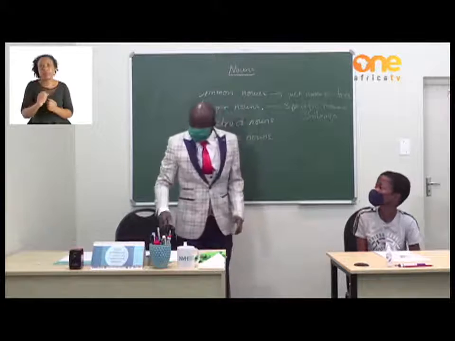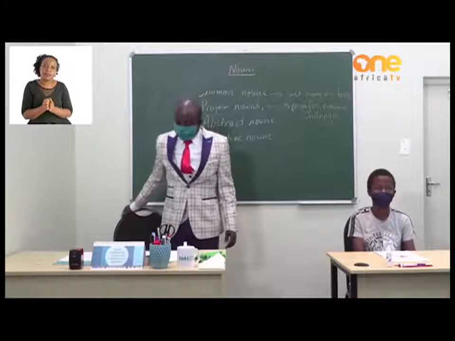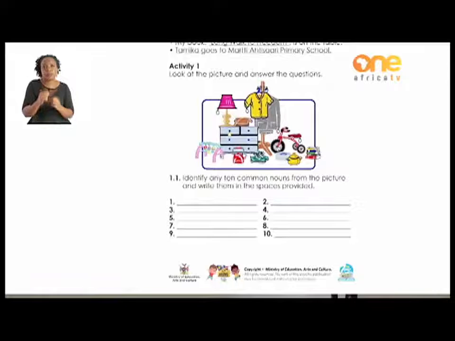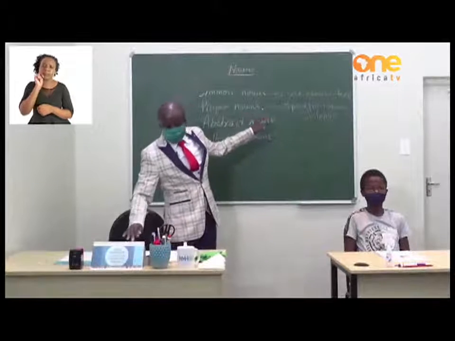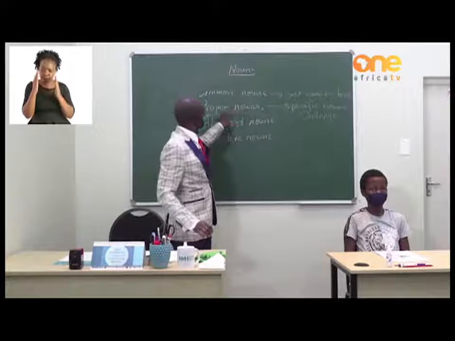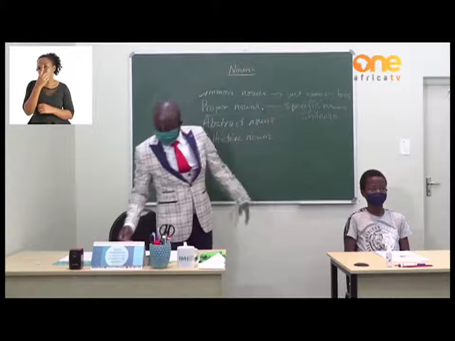All right. Now, on activity 1, it says, look at the picture and answer the questions. There are some pictures there. Question number 1 says, identify any 10 common nouns from the picture and write them in spaces provided. Common nouns. We are only looking at common nouns from the pictures, not proper nouns. Right.